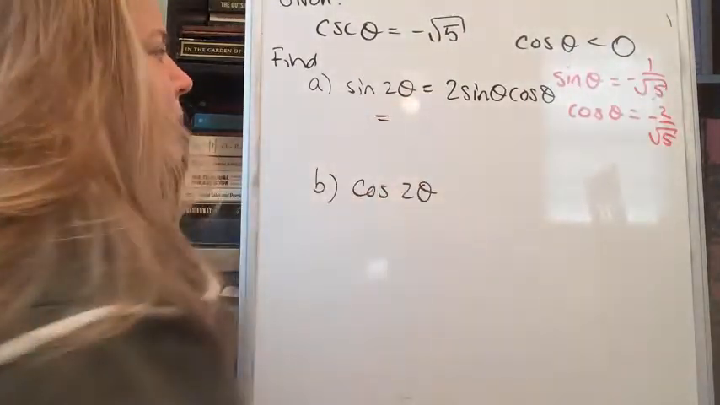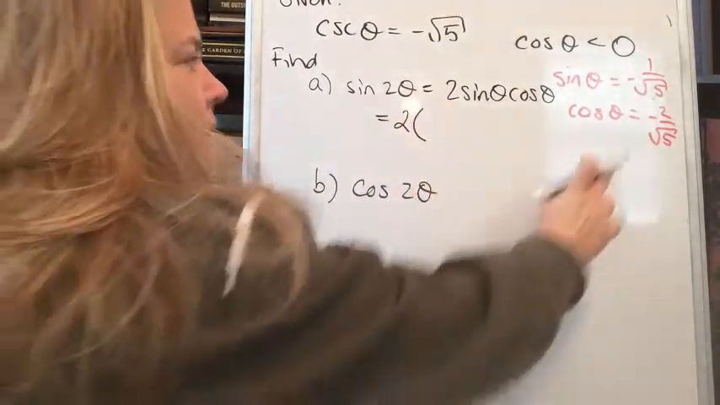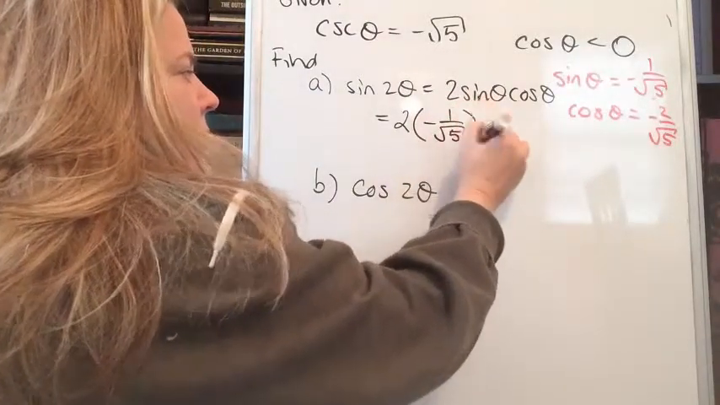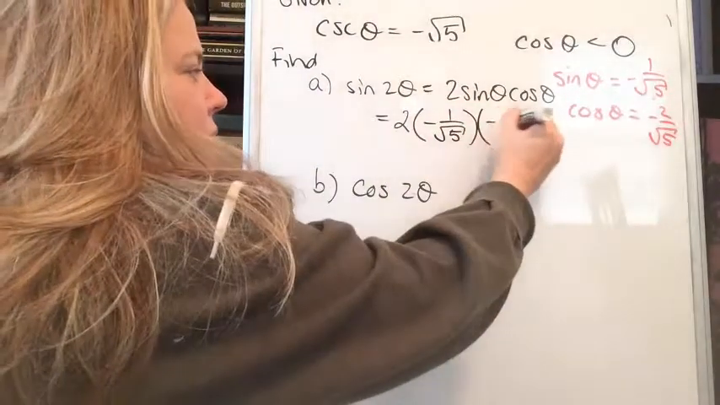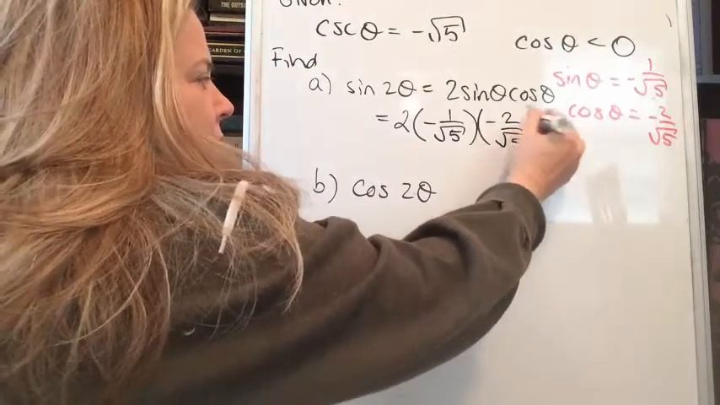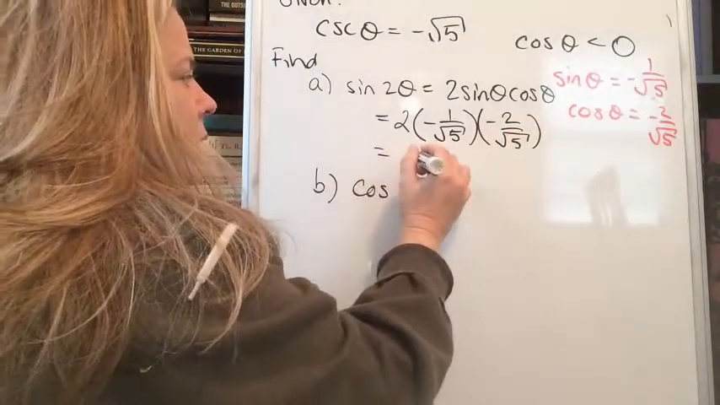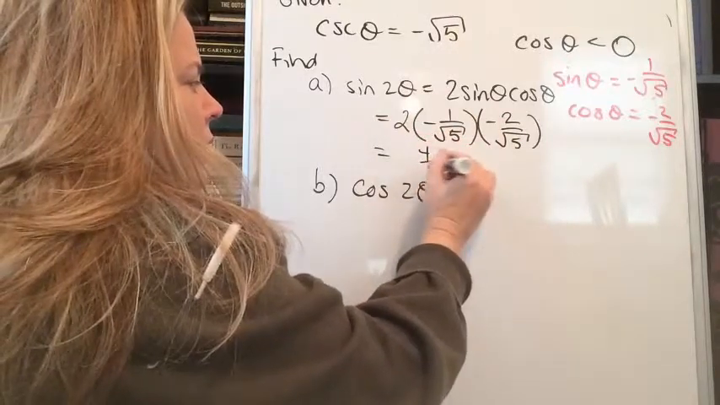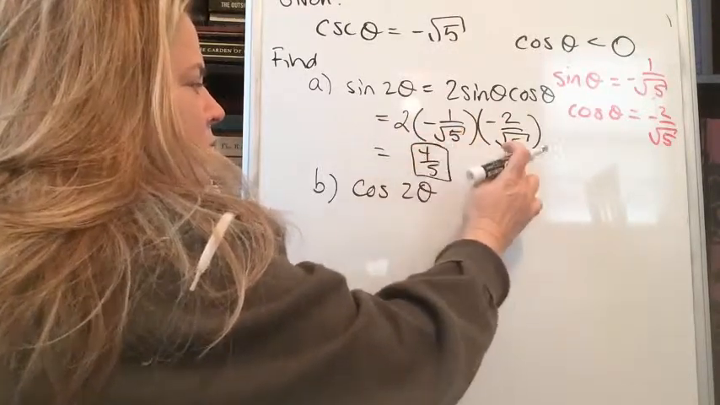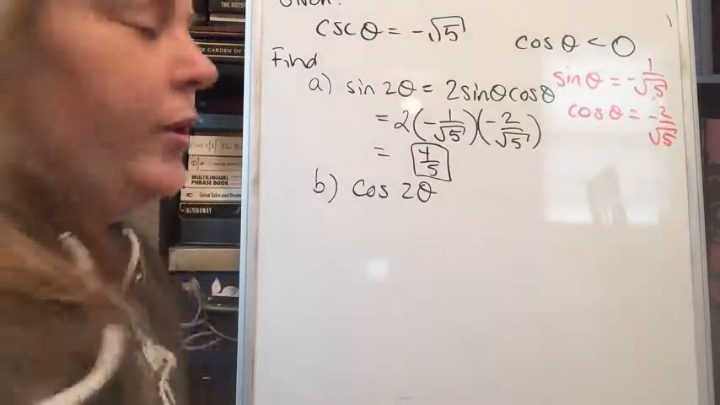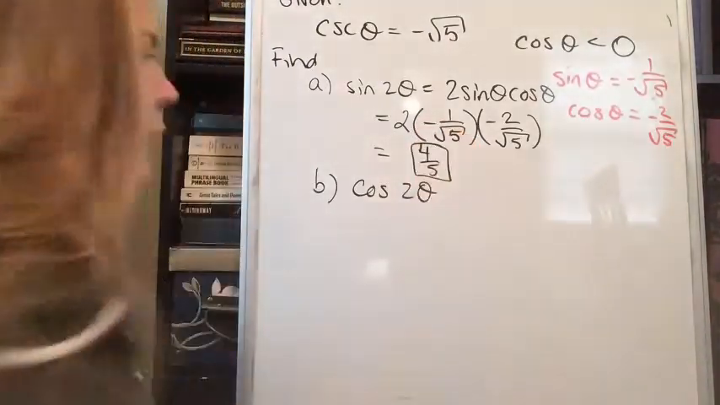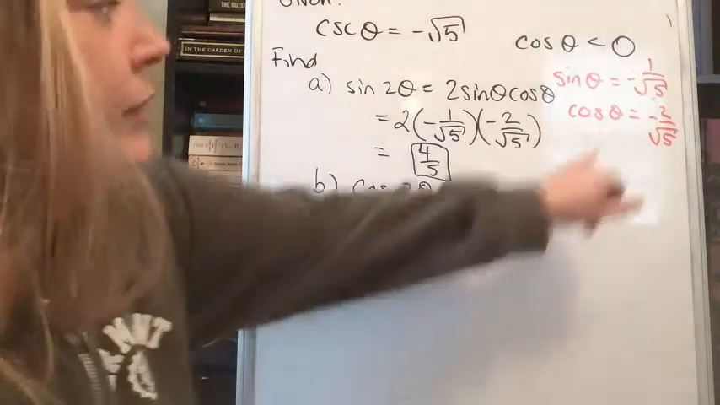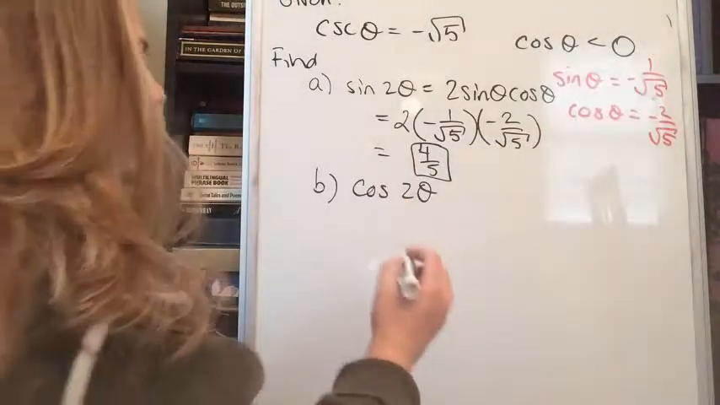Okay, do we have all those pieces? 2 times sine theta, what is sine theta? Negative 1 over square root of 5 times cosine theta, which is negative 2 over square root of 5. So negative times negative is positive. 2 times 2 is 4 over square root of 5 times square root of 5, and we get 4/5. Simple enough. The hardest part is getting this information in the beginning and knowing the formula.